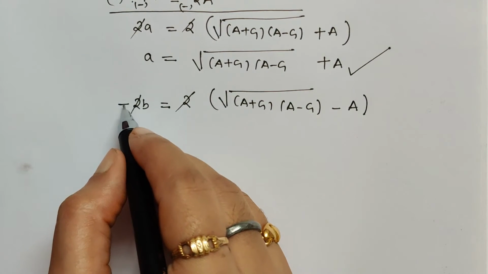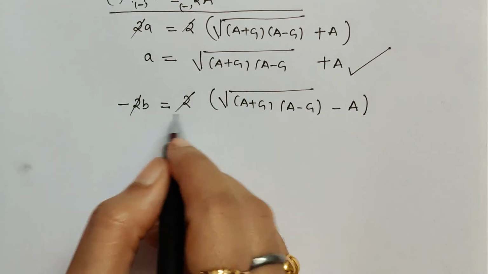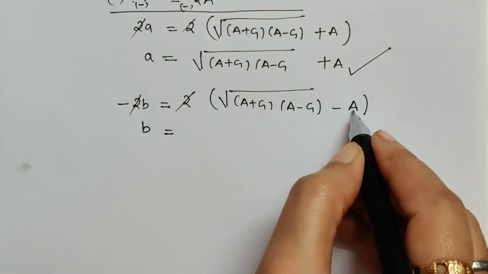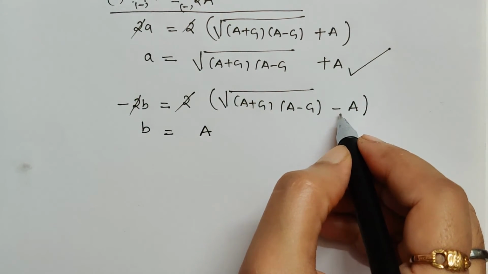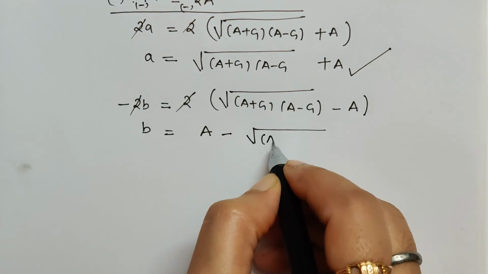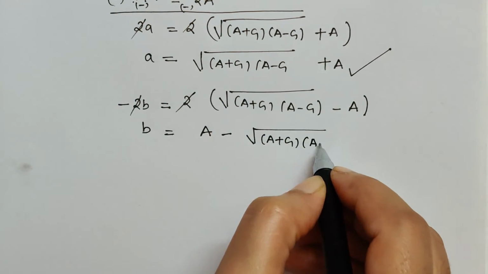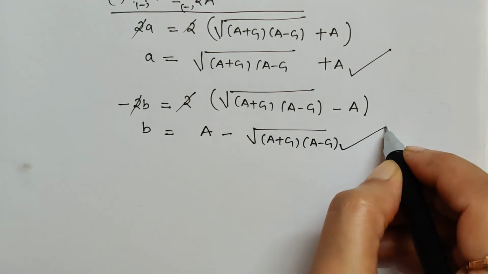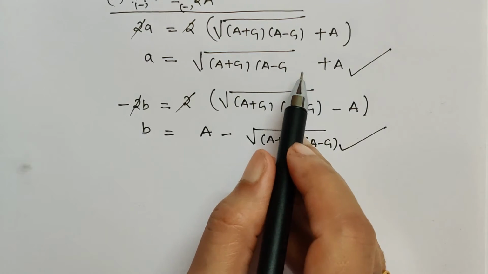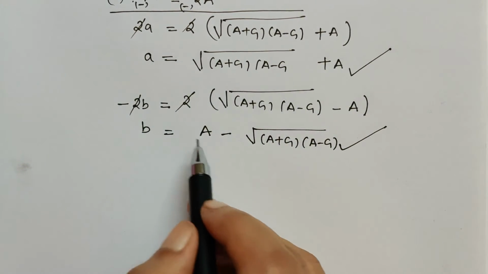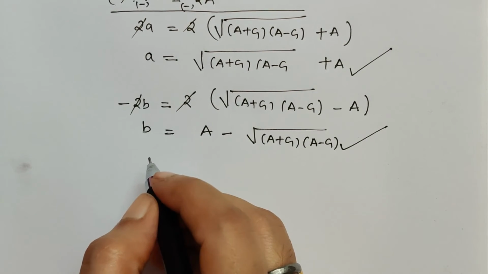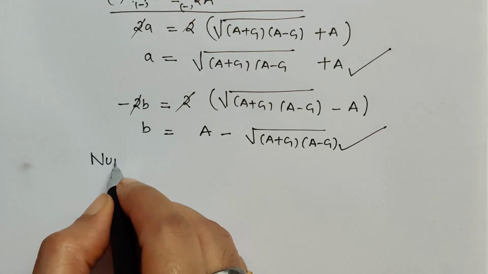If I try to remove this negative sign, we will multiply throughout the equation by a negative sign, so b is equal to, this will come first because its sign will change to plus, and the other will be minus, A minus under root (A plus G)(A minus G). So this is the value of small b. Now we can see the value of small a is capital A plus this, and the value of small b is capital A minus this.